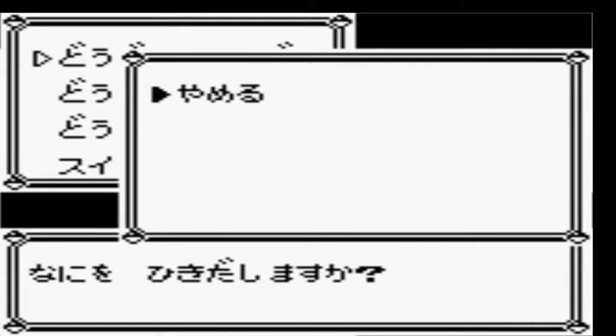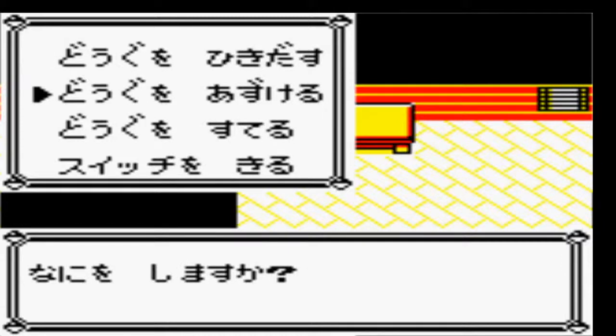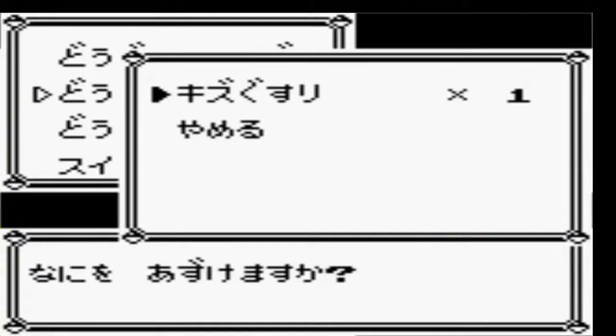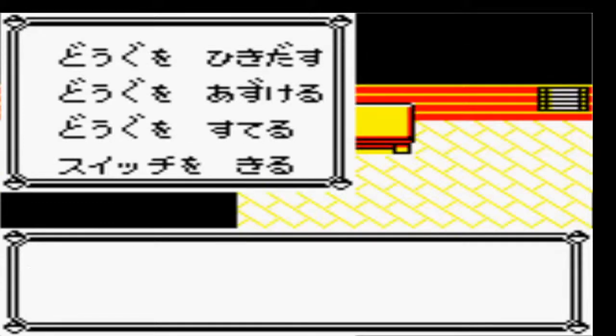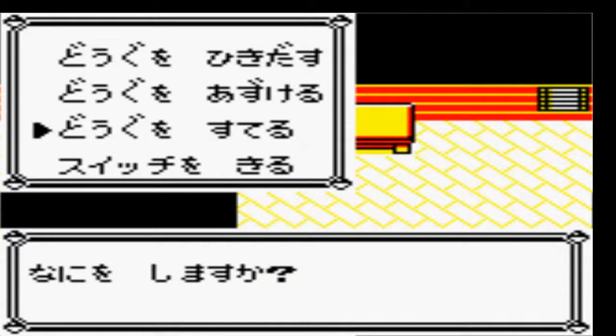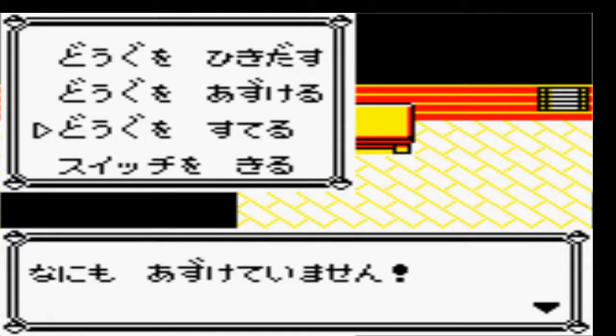So not anymore. We can stop for it. Okay. Then here, what can we already deposit? Okay. Since I get the kizukuzuri, this is what I can deposit. But I don't want to deposit it. I will close it. Okay. Dogu wo suteru. It means to throw. So it asks here now, nani mo, it's negative. Okay. Chotto mate. So since it's become a negative, okay, chotto mate. Nani mo azukete imasen.